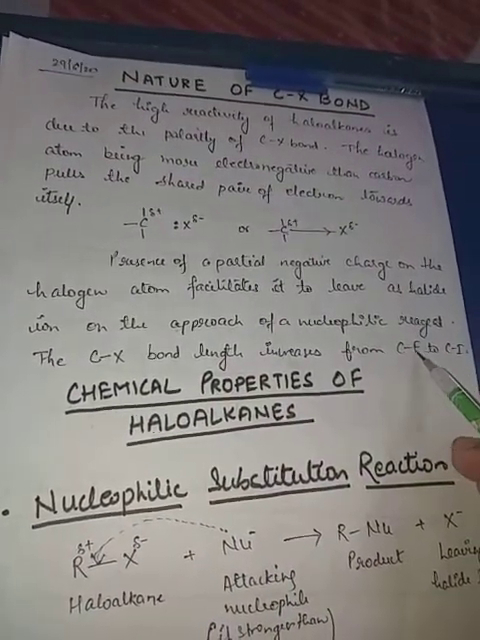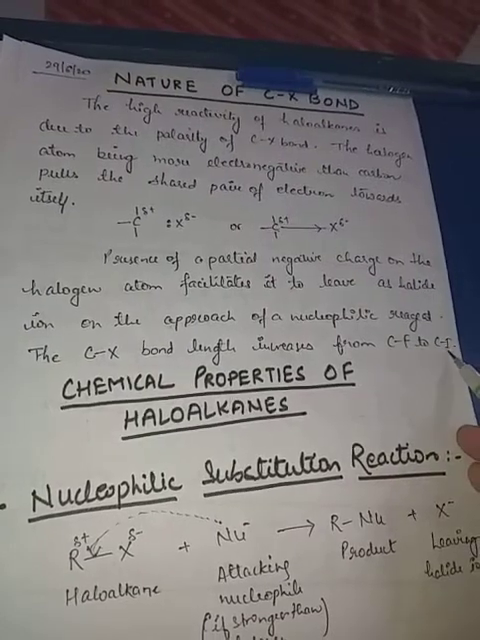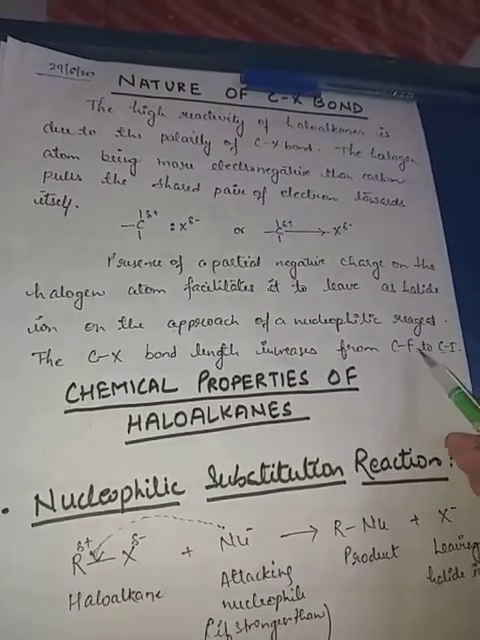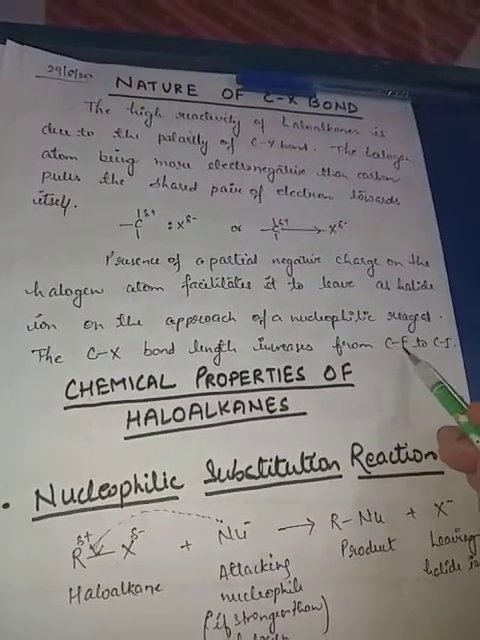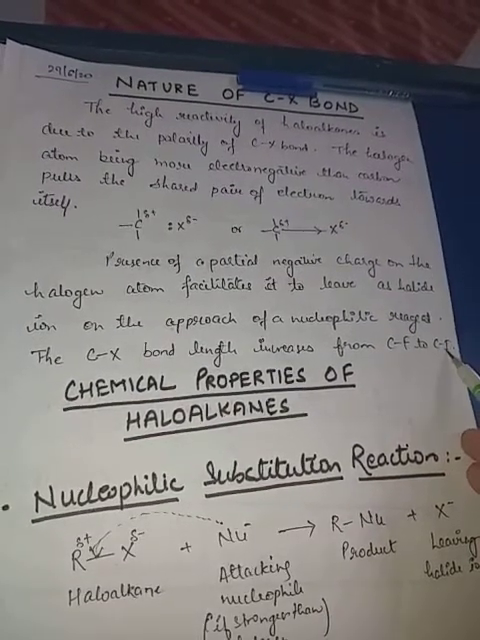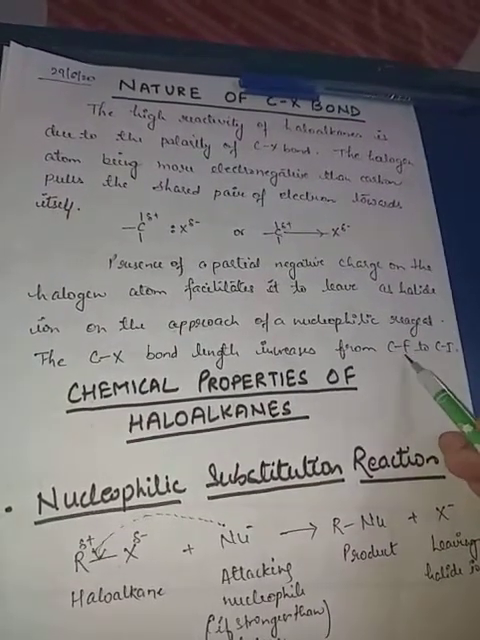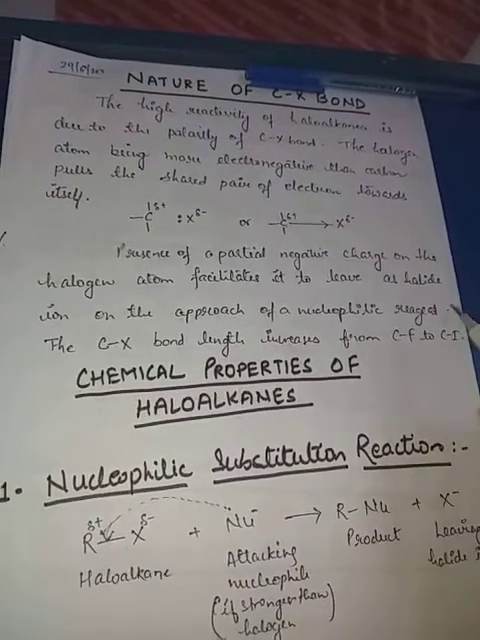Carbon-fluorine is smaller in size as compared to chlorine, bromine and iodine, so the C-F bond will be the smaller and the C-I bond will be the larger. C-F will be difficult to break.